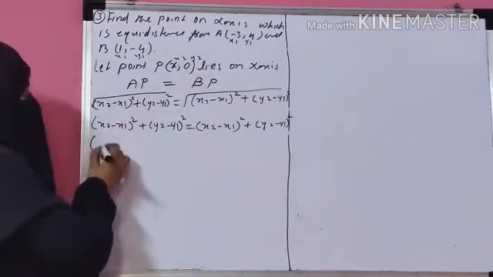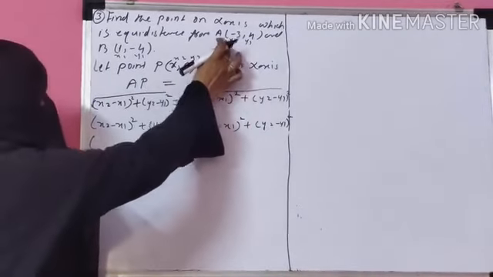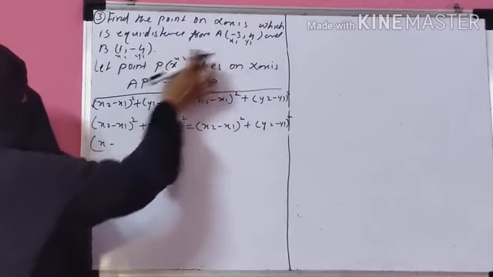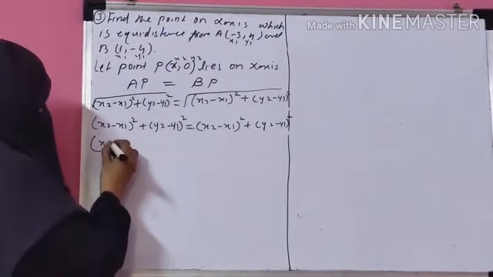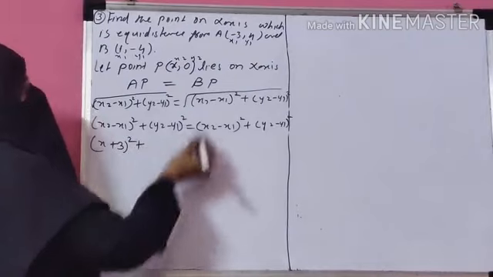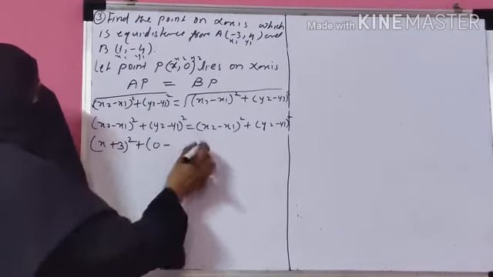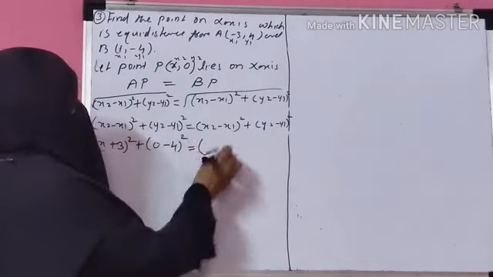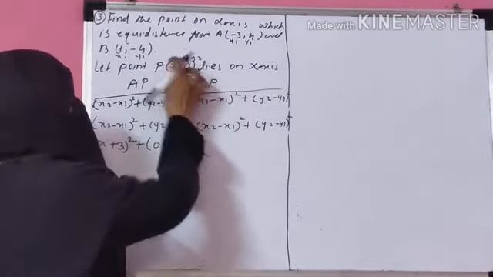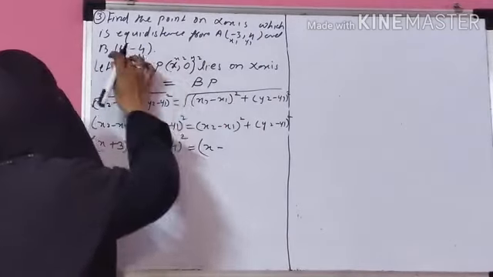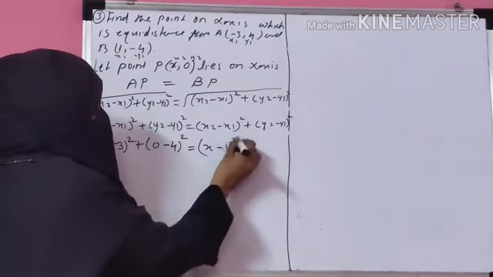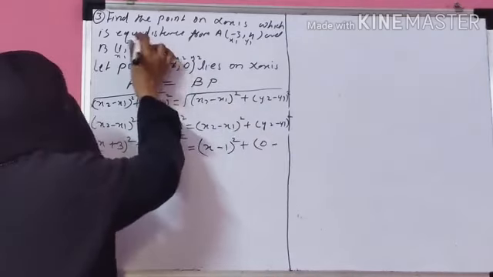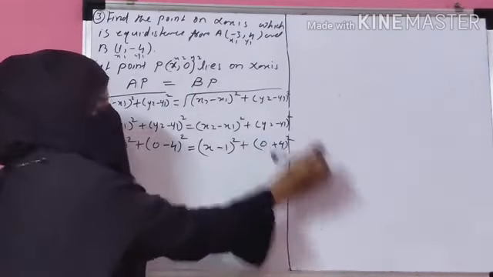Now substitute the values. This is AP: x2 is x, minus x1 is minus minus 3, so it becomes (x plus 3) whole square, plus y2 which is 0 minus y1 which is 4, whole square. Equal to BP: x2 is again x minus x1 which is 1, whole square, plus y2 is 0 minus y1 which is minus 4, so it becomes plus 4 whole square.